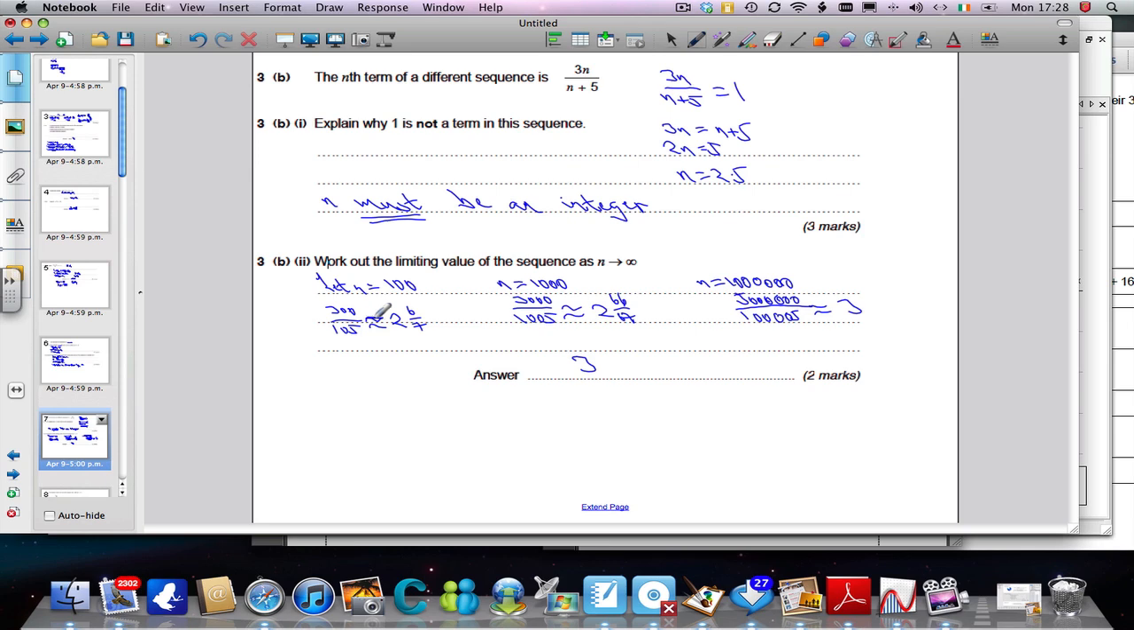These are approximation signs. They should be equals because they're absolutely correct. That should be equals and that should be equals. Anyway, on we go.